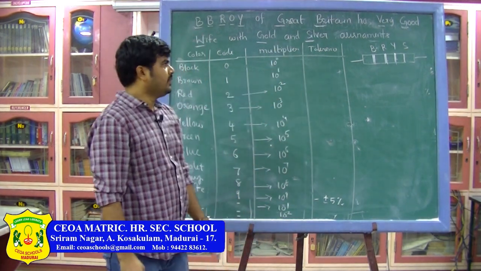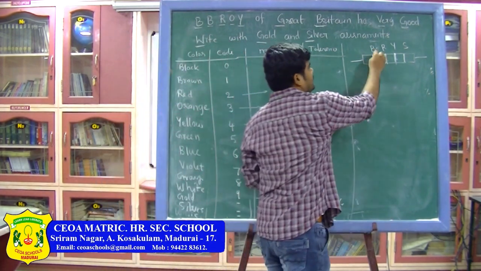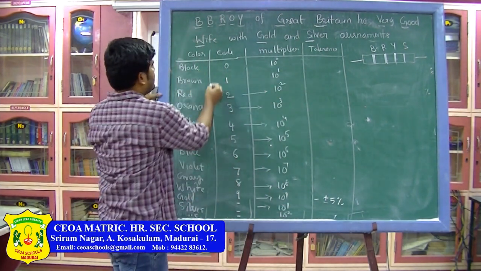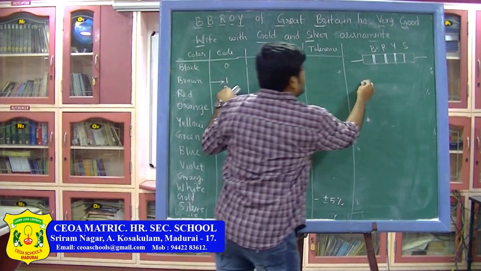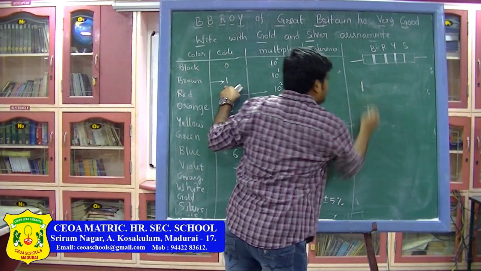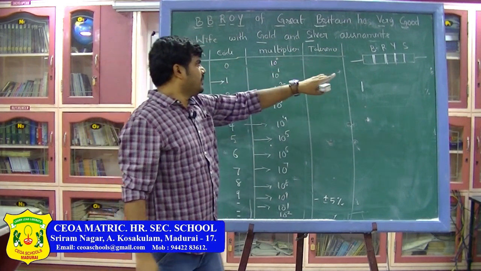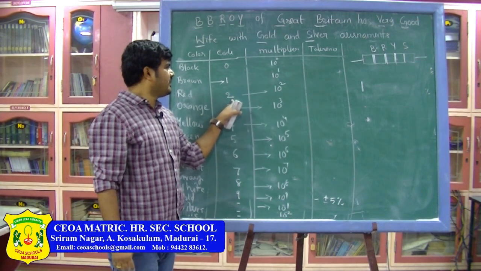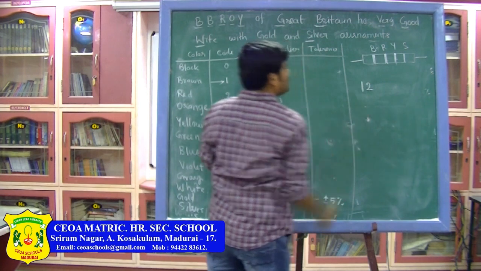Now let us do it. I told you the first band indicates the first digit. The first band is brown, and the brown color code is 1. So the first band indicates the first significant digit, that is 1. Then the second color is red, and the red code is 2. The second band indicates the second significant digit in the resistance, so write 2.